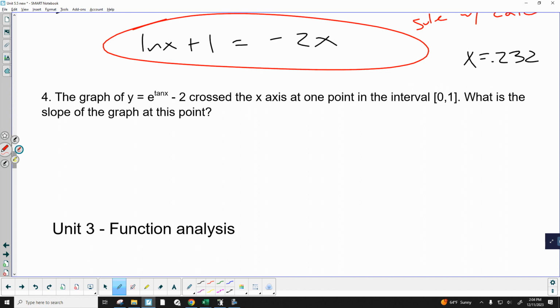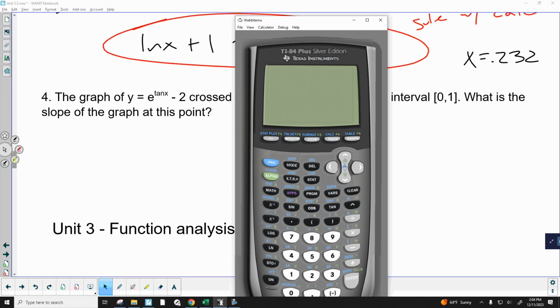Question number 4 segues us into Unit 3. We got e to the tan x minus 2 from 0 to 1. What is the slope of the graph when it crosses the x-axis? All right. We're going to learn some things while doing this question, so pay attention, please.